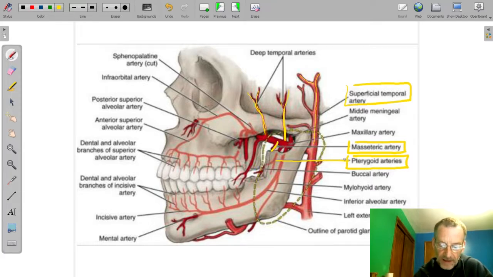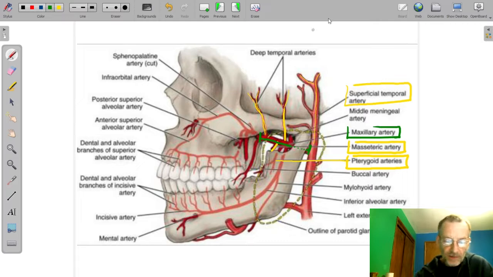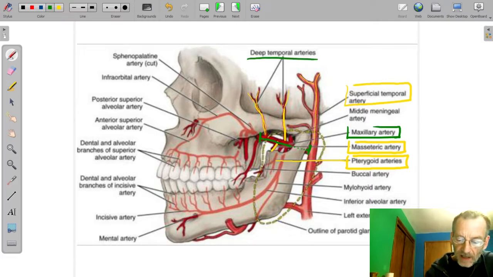And let's see. Oh, well, here's the whole maxillary artery. Of course, you've probably already figured that out. It's from here, basically, to here. All of this is the maxillary artery. So we have our deep temporals, and our masseteric and our pterygoids, and those are our muscles of mastication. We had the lateral and the medial pterygoid.